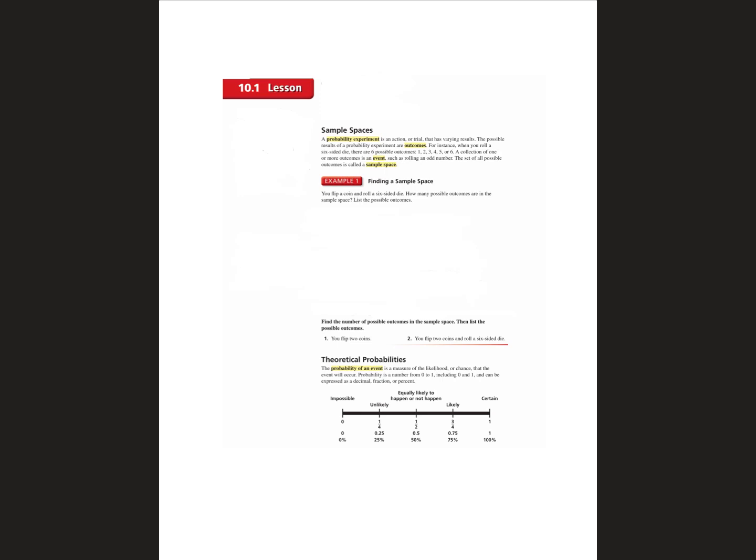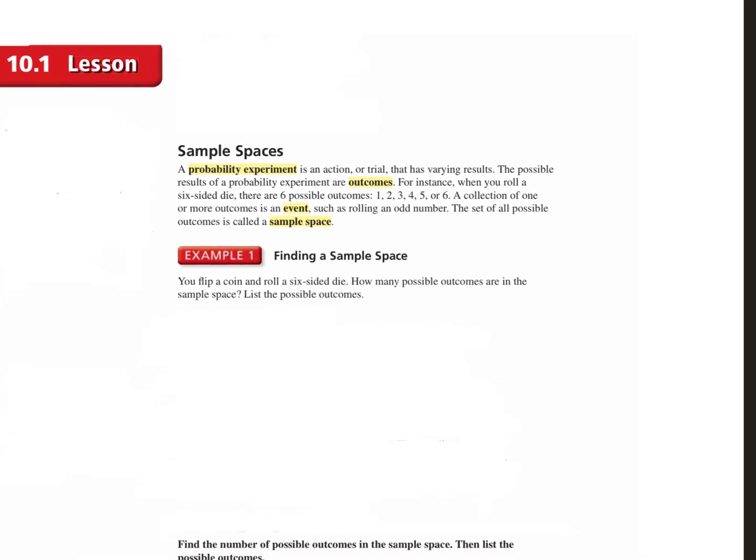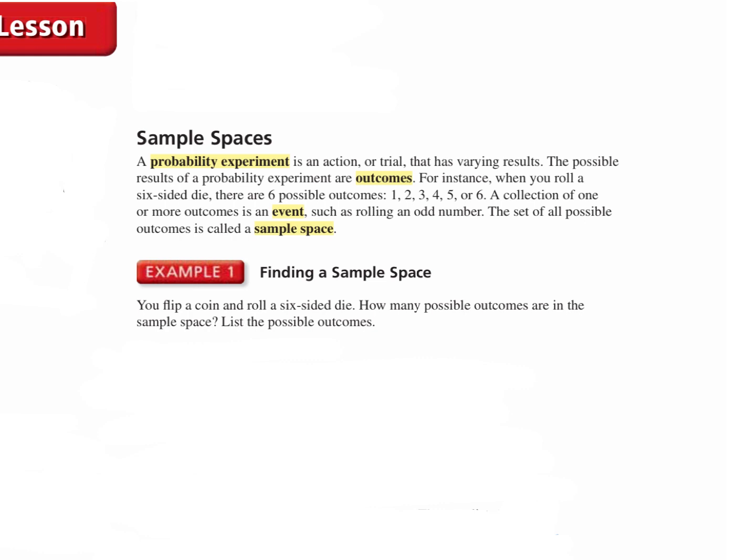10.1, we're going to talk about probability. So a probability experiment is an action or trial that has varying results. The possible results of a probability experiment are the outcomes. For instance, when you roll a 6-sided die, there are 6 possible outcomes. A collection of one or more outcomes is an event, such as rolling an odd number. The set of all possible outcomes is called the sample space.